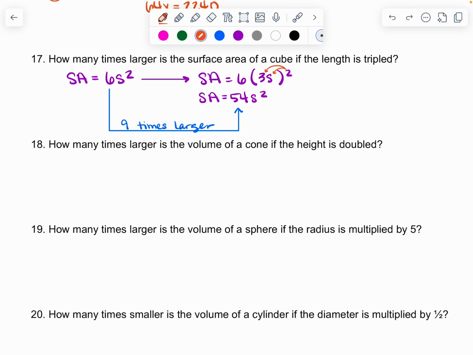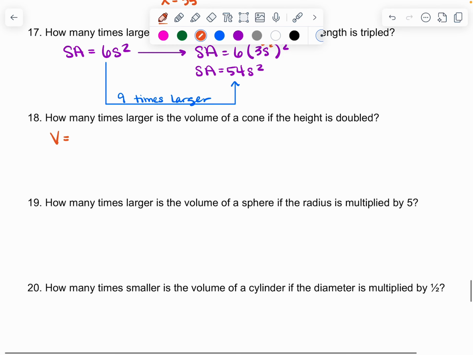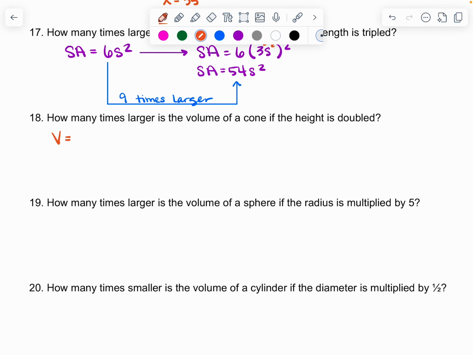All right, how many times larger is the volume of a cone if the height is doubled? Well, the height is only one of the variables of a cone because cones also have radii. So this is definitely not a SPOV chart question. So I'm going to go ahead and do all my work. So how many times larger is the volume? So the volume is 1/3 pi r squared h. Again, you don't have to do all this.